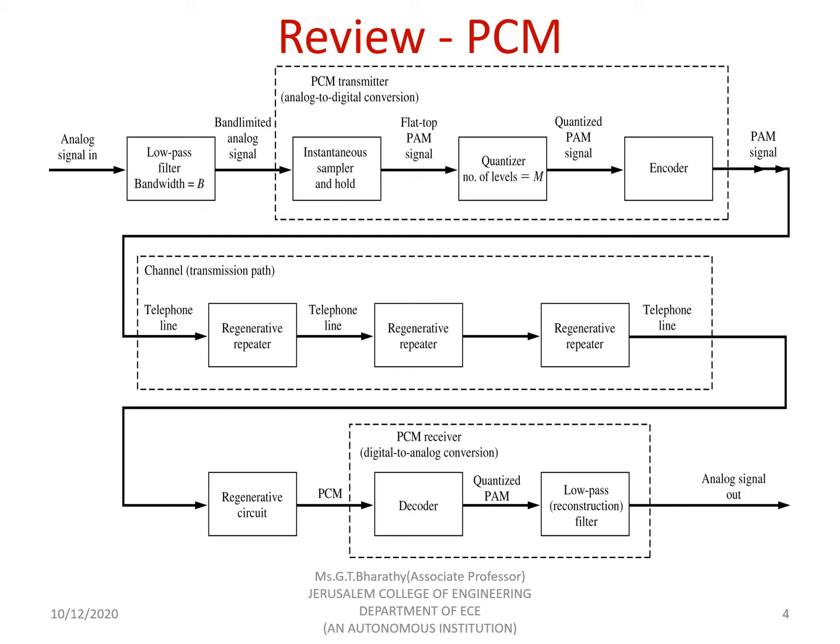Whenever the signal is transmitted through the channel, there may be a loss. To compensate for that, we use regenerative repeaters. The signal received from the channel is given to the regenerative circuit, and then it is finally transmitted to the PCM receiver, where digital to analog conversion is used. The signal is decoded. Then the quantized PAM is transmitted to a low pass filter, which is also called a reconstruction filter, to get back the original analog signal that was transmitted.